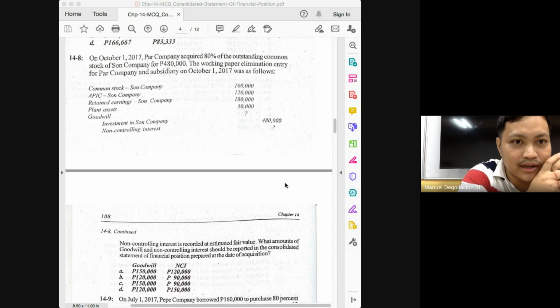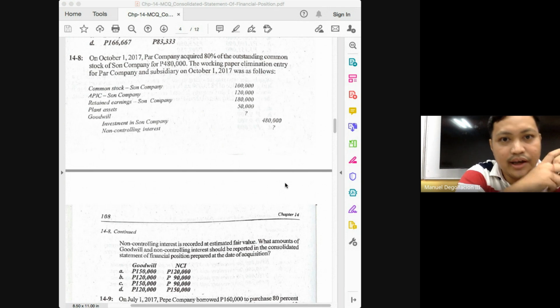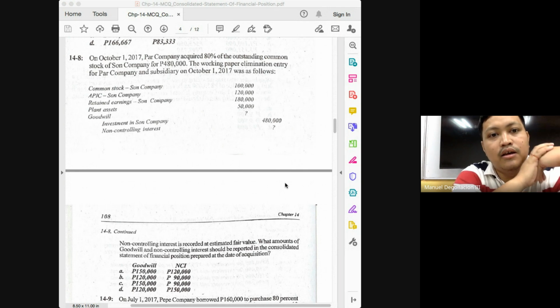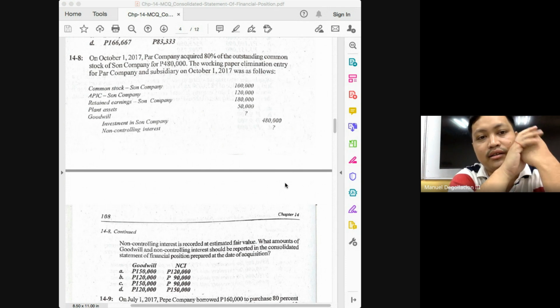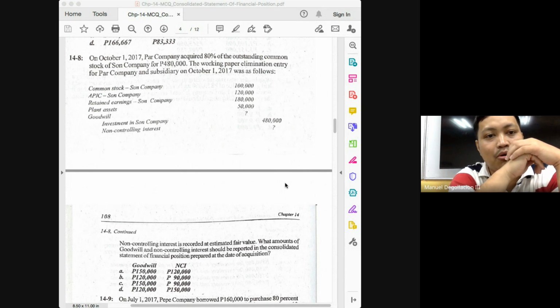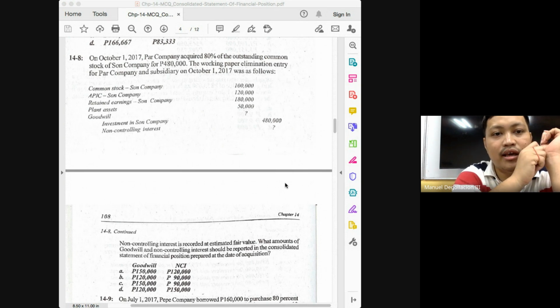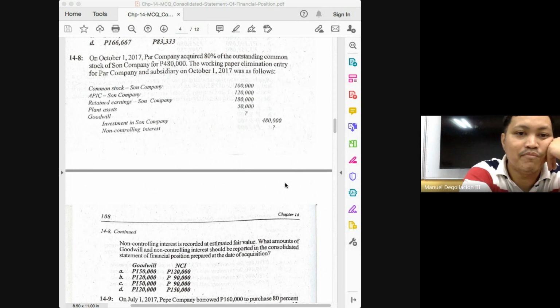And here the problem tells us that the parent pays 480,000 for 80% of the outstanding shares of the subsidiary. Okay, so the consideration here would be 480,000, but understand that the consideration is only for 80%. Basically, the acquirer is saying the value to me for this 80% ownership stake is only 480,000. Once we have the consideration, the other thing we need is your fair value of your net assets.